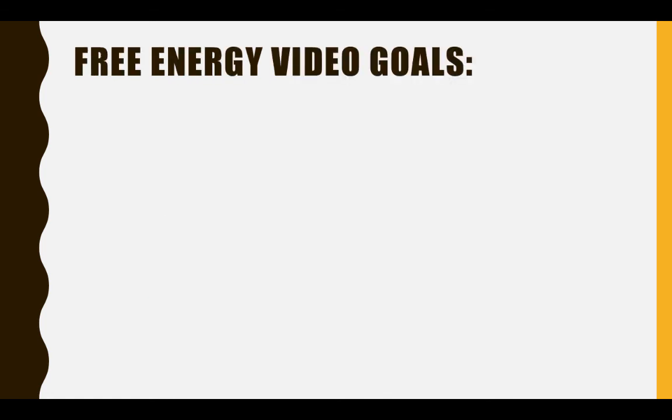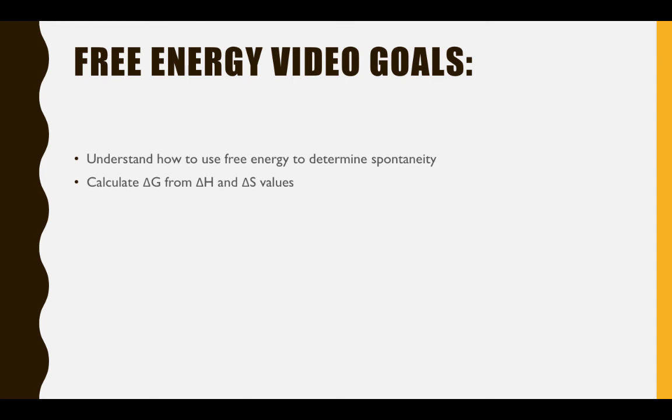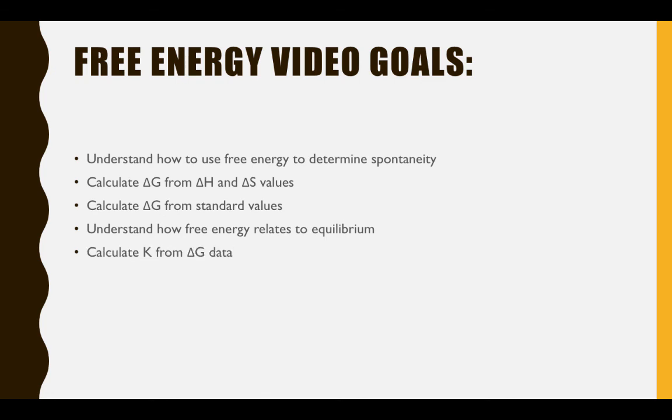That brings us to the end of this video. Let's review our goals. First, we looked at what free energy is and how it relates to spontaneity. Then we looked at how to calculate delta G from delta H and delta S, and how to calculate delta G from standard values. Then we looked at how free energy relates to equilibrium, and finally we learned to calculate K from delta G.